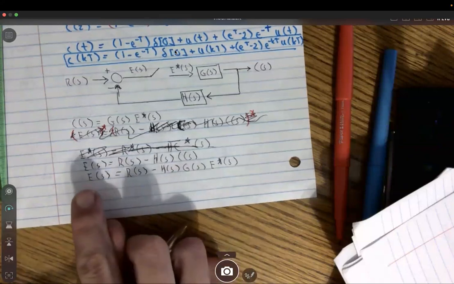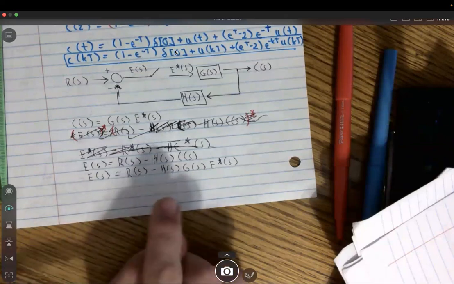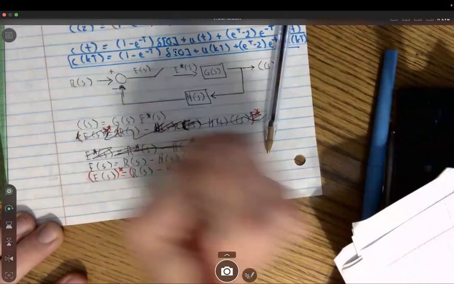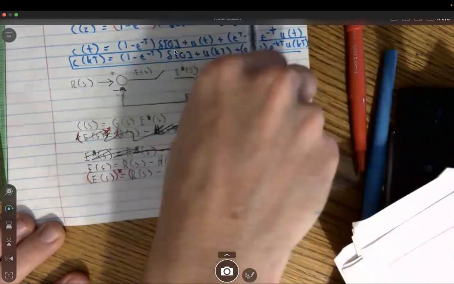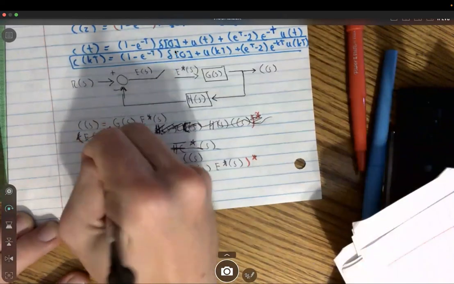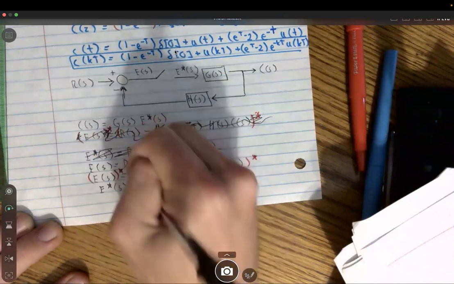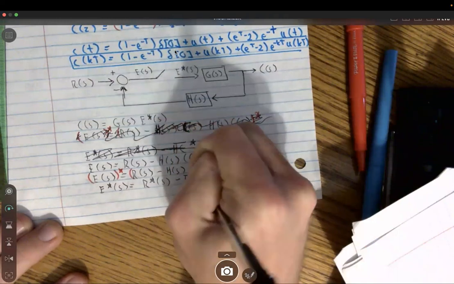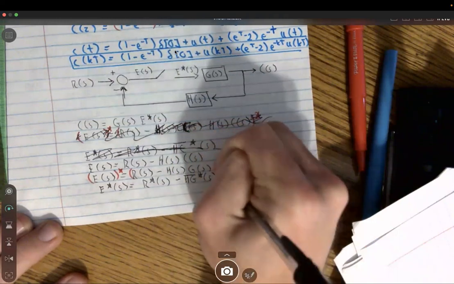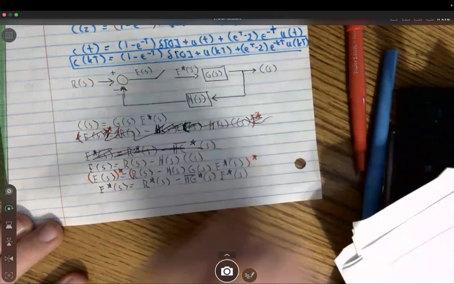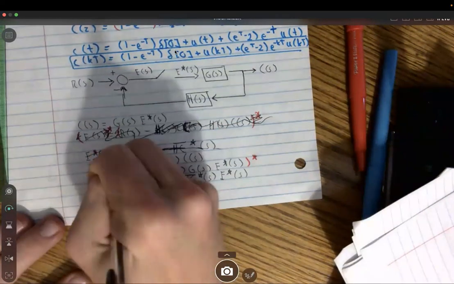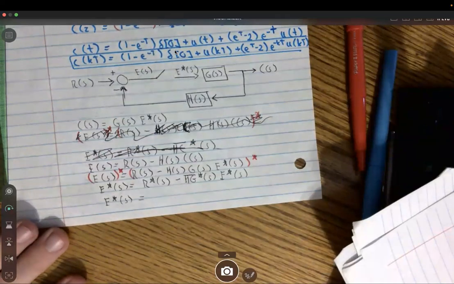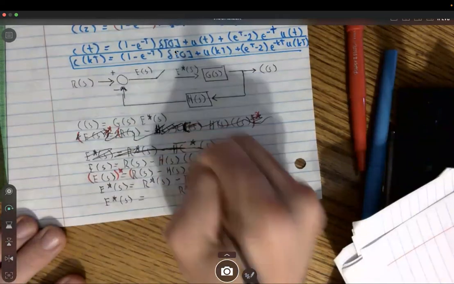If we take the star transform of both sides, taking the star transform here and taking the star transform here, we're going to get E star of S is equal to R star of S minus HG combined star of S, E star of S. Okay, so cool, we got that, and now we're solving for E star of S. E star of S is going to equal R star of S, solving just on the other side.